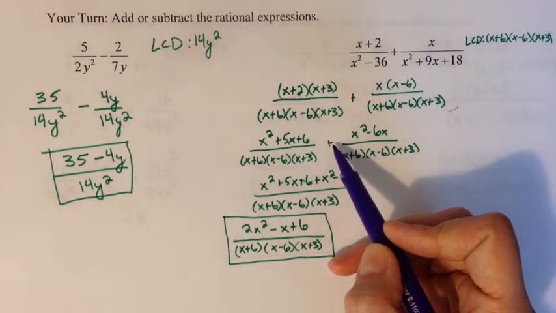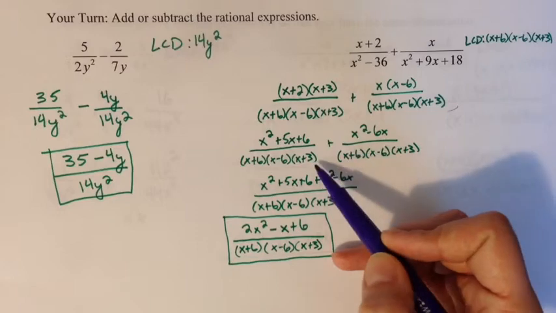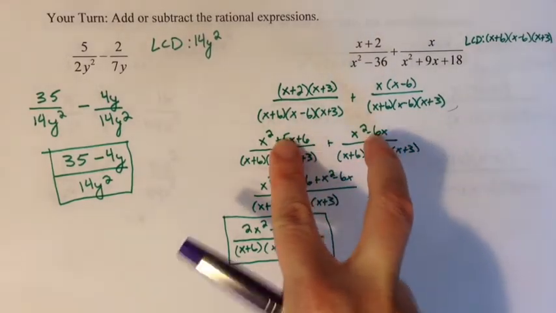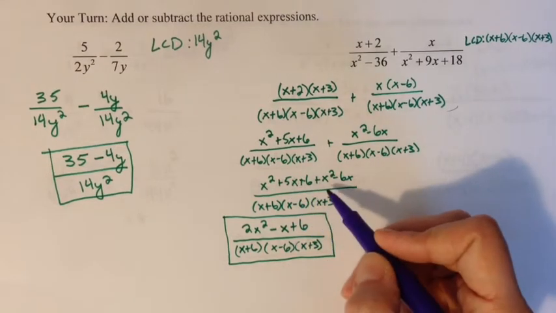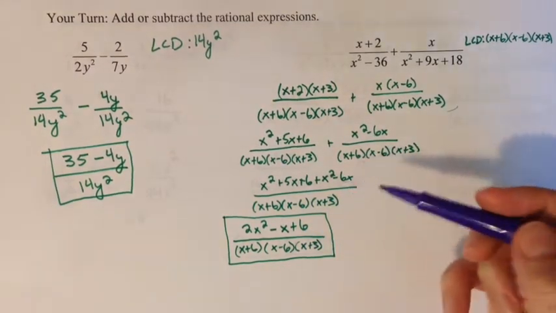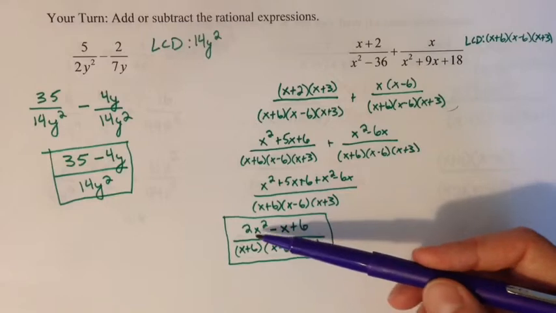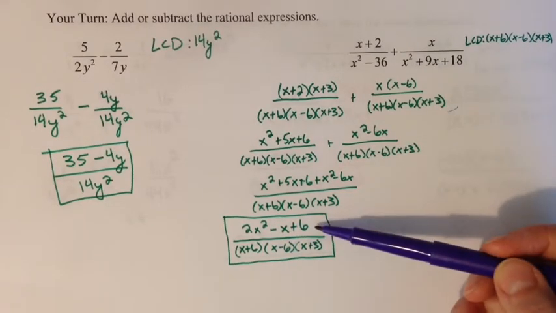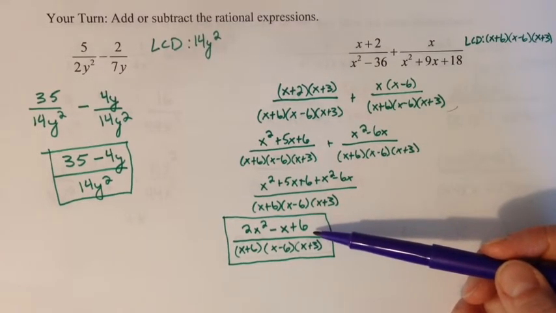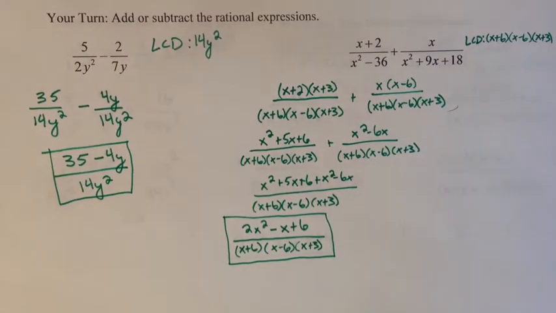Then I go ahead and do this addition. They already have the same denominator, so all I need to do is add the numerators, which gives me x squared plus 5x plus 6 plus x squared minus 6x. Then I combine like terms, giving me 2x squared minus x plus 6. This does not factor, which means that there's nothing more we can do to try to simplify this. This is my final answer.